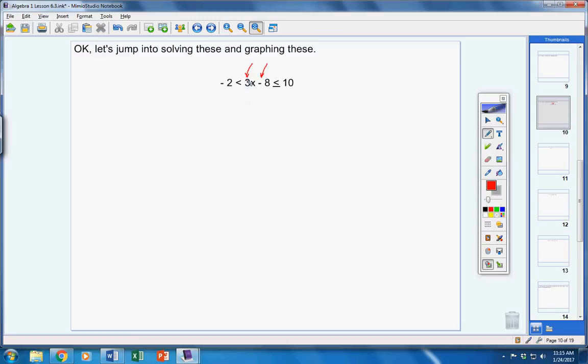Well, like always, save the coefficient for last. So our -8 gets moved here. But it also gets moved here. You have to move it both directions, okay? -2, +8, 6. 10 and 8, 18. Now I want to get rid of this 3, so I divide by 3. But you must divide every part by 3. 6 divided by 3. 3 divided by 3. 18 divided by 3. And we're finished.